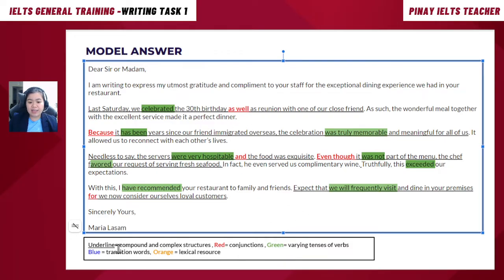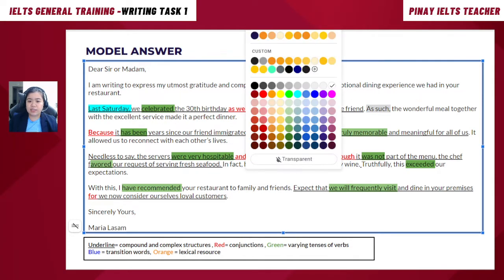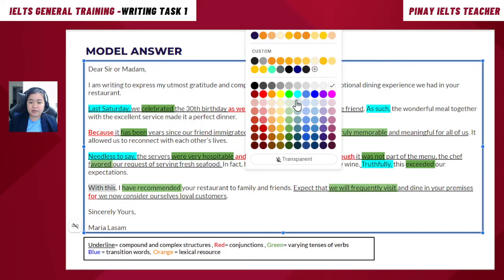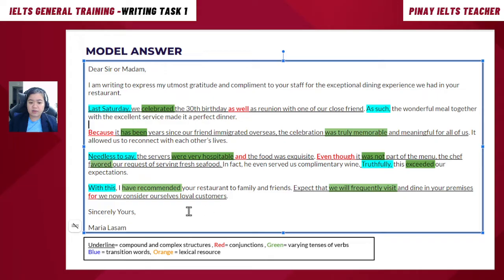All right, with that said, let's look at your transition words. Last Saturday is a transition for that. It's a time transition. As such, you're being more specific, okay? And then needless to say, this is also a transition expression. Truthfully, all right, with this. All right. These are your transition words, the one in blue.